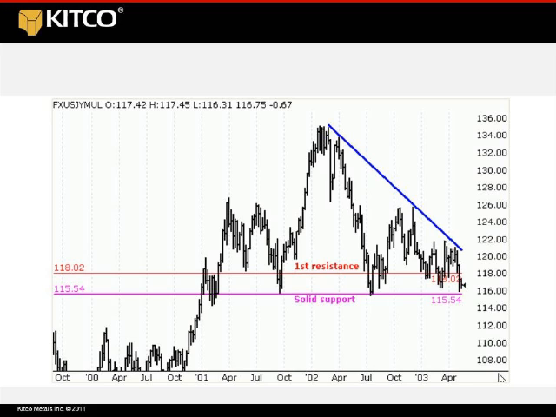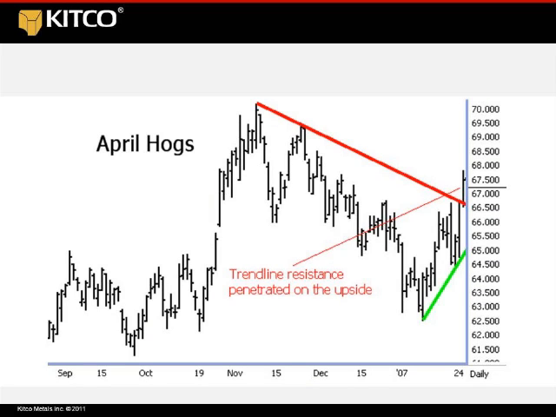Here we see a market that has pushed above a downtrend line, and then we've got a fledgling uptrend that started. And when a market pushes above a downtrend line like this, that's a bullish clue.